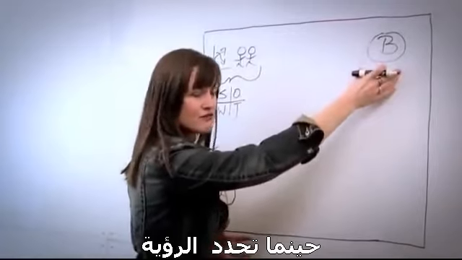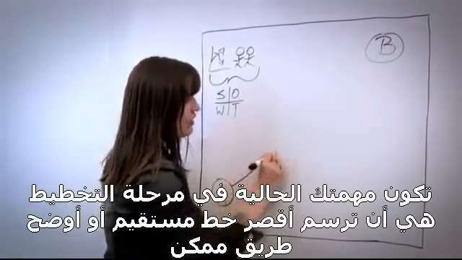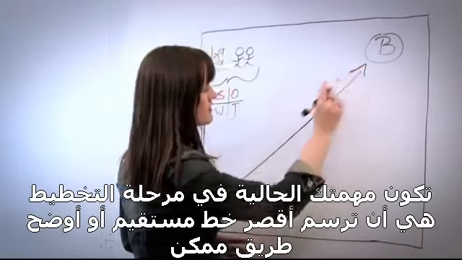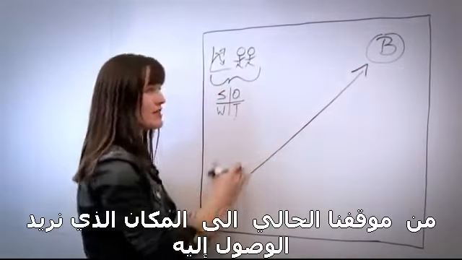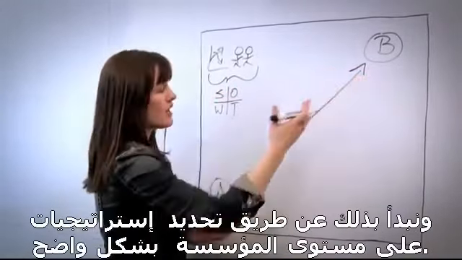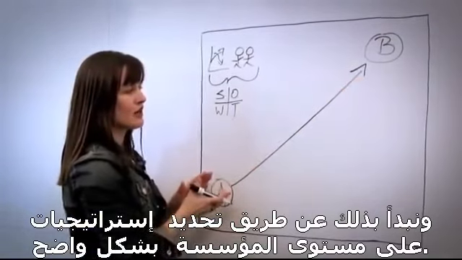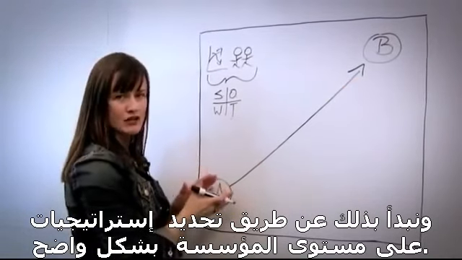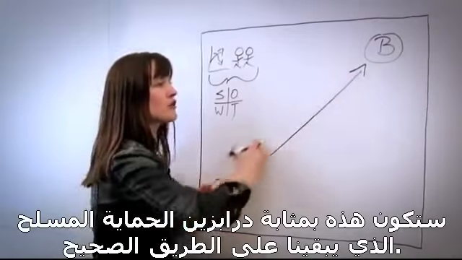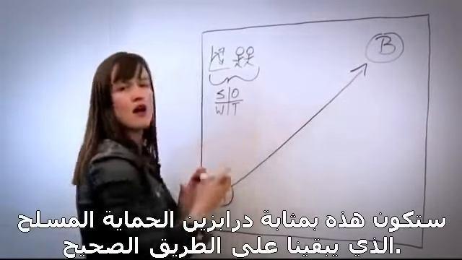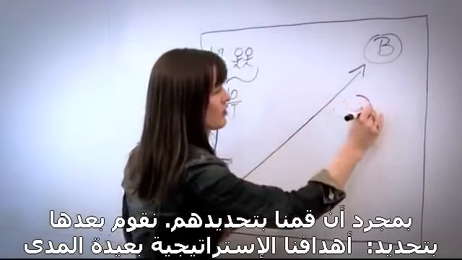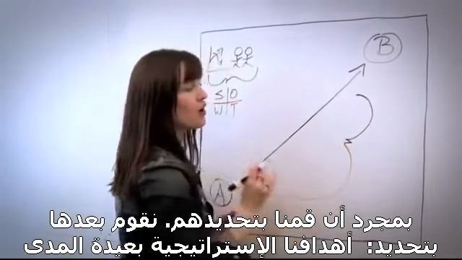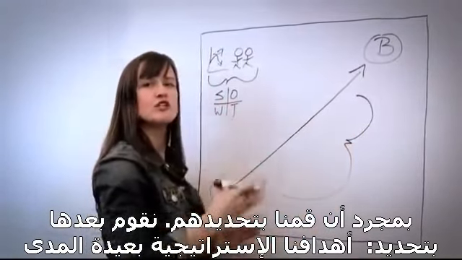So once you've clarified your vision, your job in your planning process is to draw the most direct line or the clearest path from where we are today to where we want to be. And we start by articulating our organization-wide strategies, or those things that are our guardrails to keep us on a straight path. Once we have those identified, we then articulate our long-term strategic objectives.